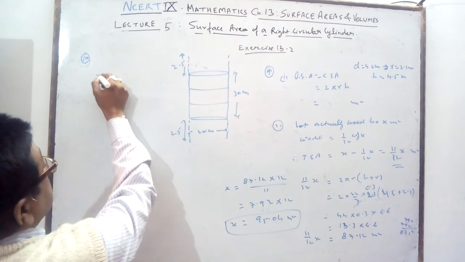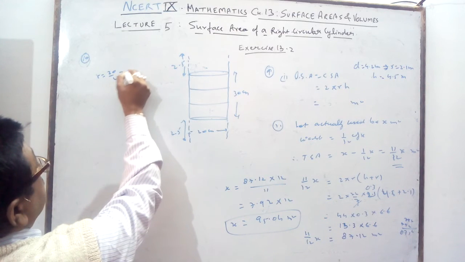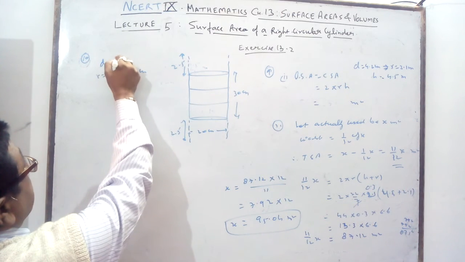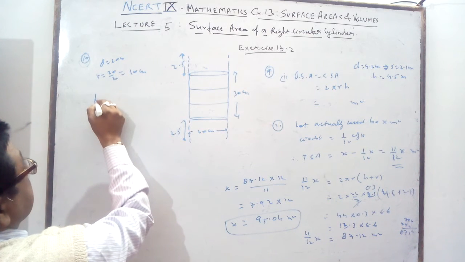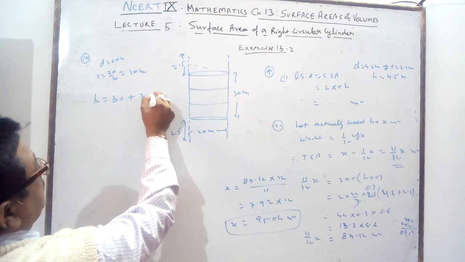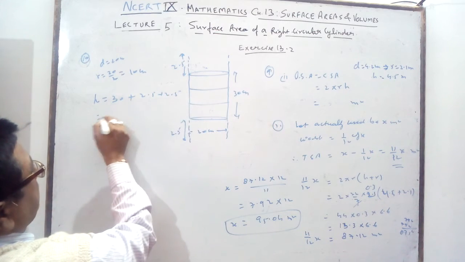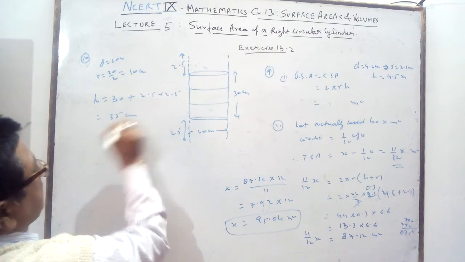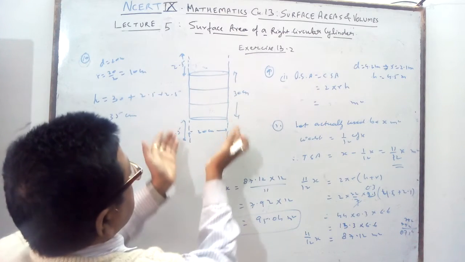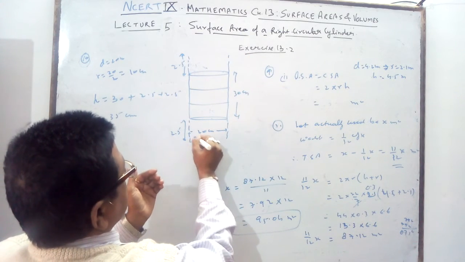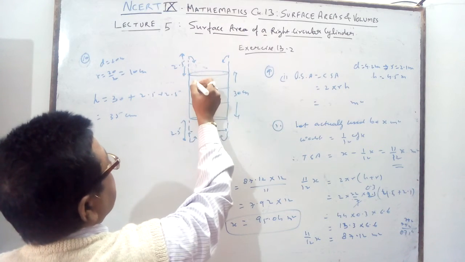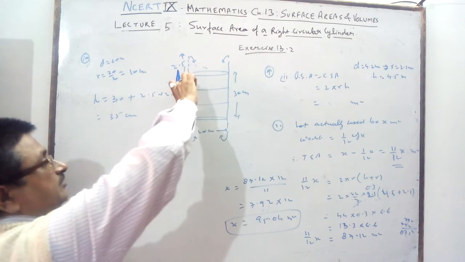Now radius is equal to 20 by 2, that is 10 centimeters. Diameter is given 20 centimeter. Height is equal to 30 plus 2.5 plus 2.5, that is 35 centimeter. This is the total height of the cloth, because both sides are going inside. It is folding this side, it is folding this side, it will be inside. Only this part you will get.